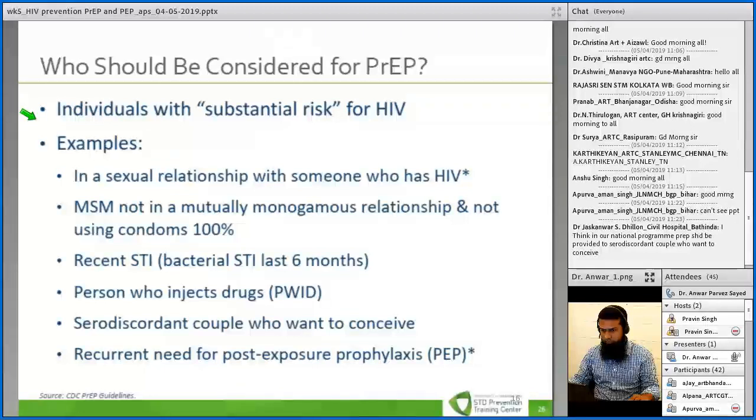We might have come across these scenarios, and people might be asking you what will be a good time and how it can be done in a safer way. Then, recurrent need for post-exposure prophylaxis.